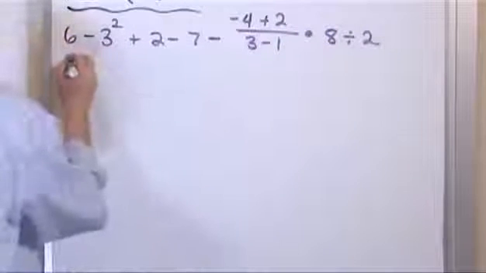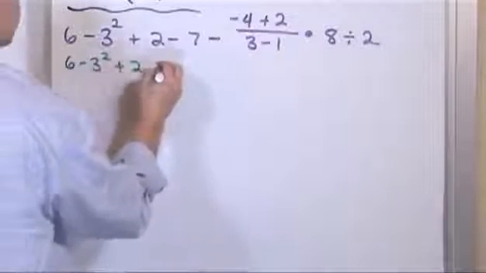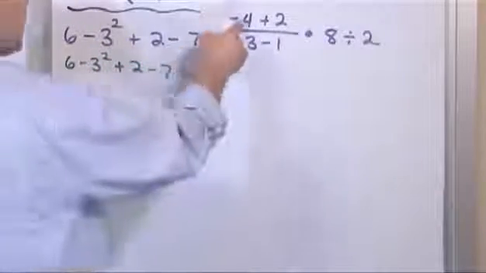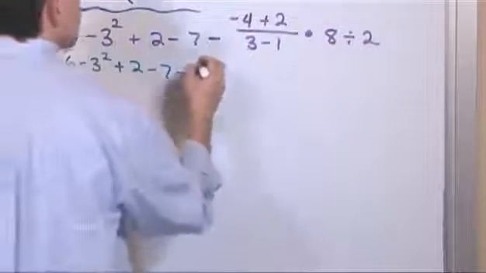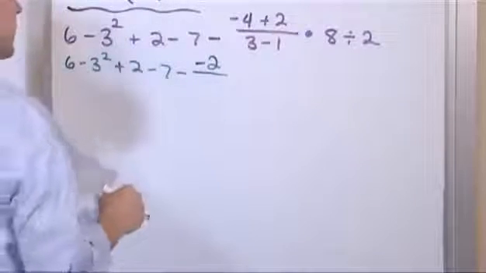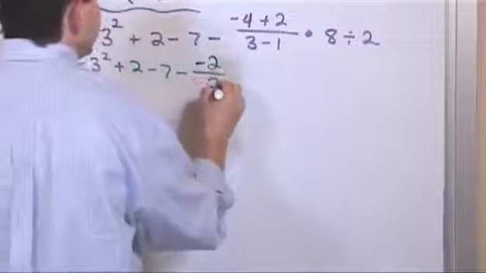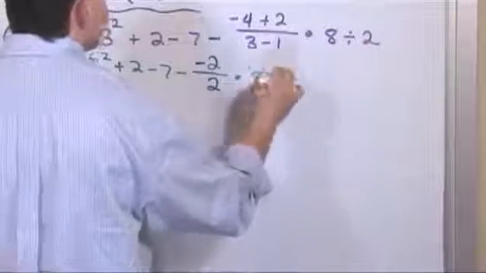We're going to do a lot of rewriting here. 6 minus 3 squared plus 2 minus 7 minus. Now in the top we have negative 4 plus 2, which is going to give you negative 2. Negative 2 in the top. And in the bottom, I'll just work on it now. 3 minus 1 is 2. We still have to multiply by 8 and divide by 2.